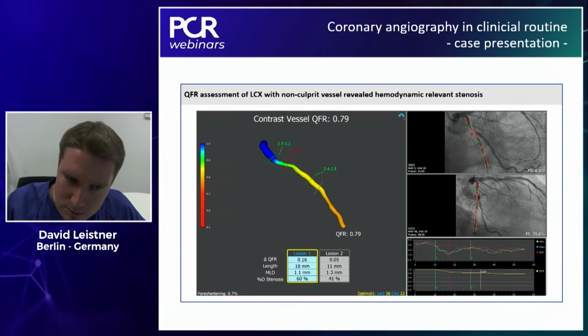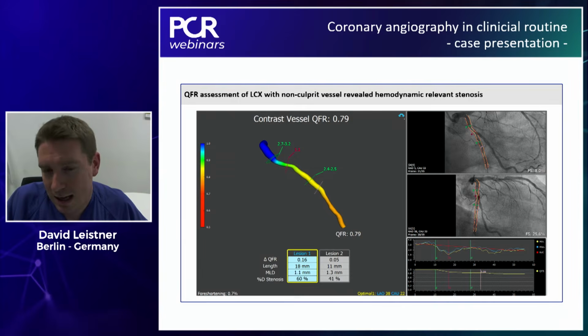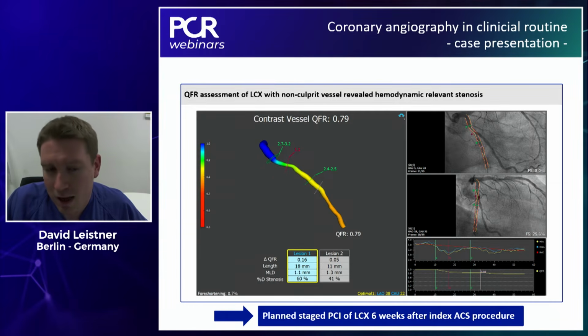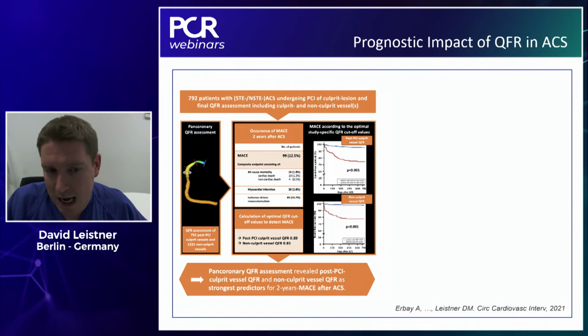And now an example we measured in this case after treating the acute coronary syndrome. So the examination is finished, and we do it while we write our report for the cath, and we see there's a pathologic QFR value in the circumflex with 0.79, and therefore this lesion was intended for second staged PCI in this non-culprit vessel. I'm very pleased to tell you that we investigated this in a big study which was published, I think, a week ago in Circulation Cardiovascular Interventions.